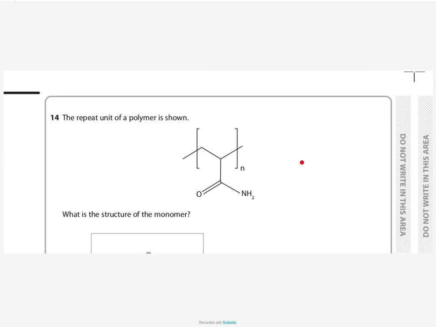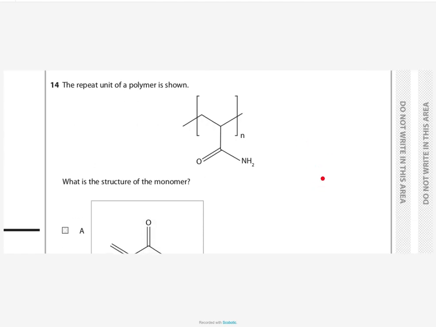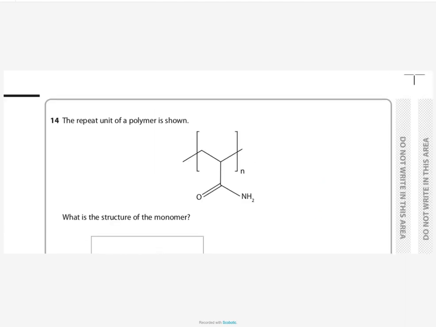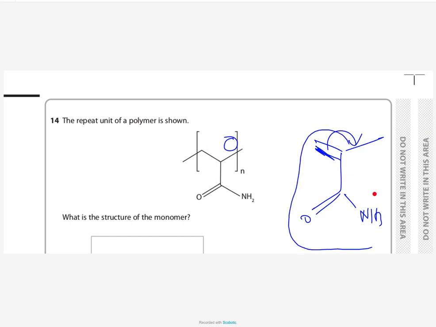The repeat unit of a polymer is shown. What is the structure of the monomer? As you look at this, you have to identify that this is an addition polymer, because you can see there's no amide or peptide linkage here. So all you do is break the pi bond and form the monomer, with molecules across the pi bond. So the monomer should be this molecule.